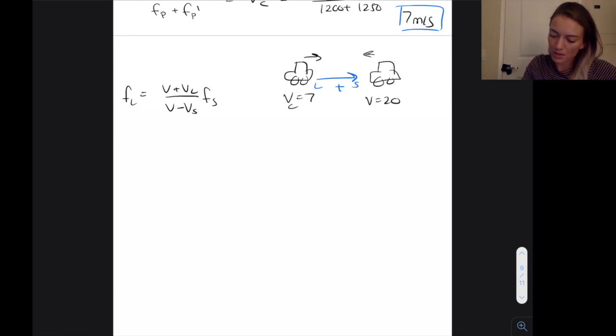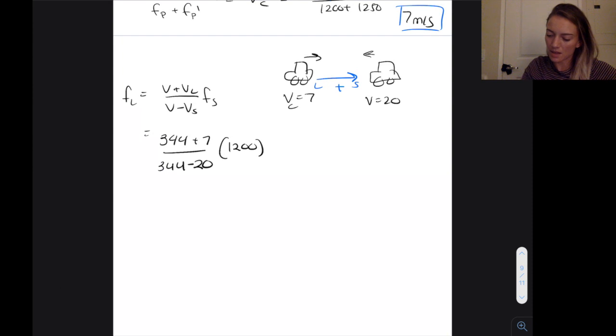Okay, so now we can just plug things in. We have 344 as the speed of sound, plus the velocity of the listener, which we said was 7, as calculated up here. And then 344 minus 20, because the cop car is moving towards us, times the frequency of the source, which is 1200. Just plug those things in, and we get 1300 hertz. So now this car hears 1300 hertz from what the police car outputs.